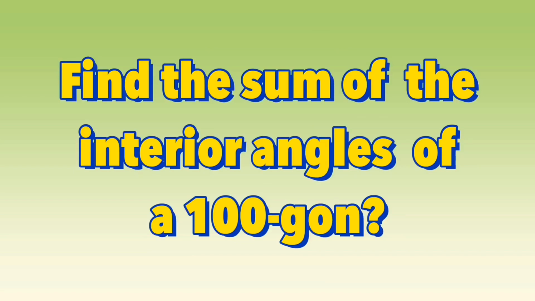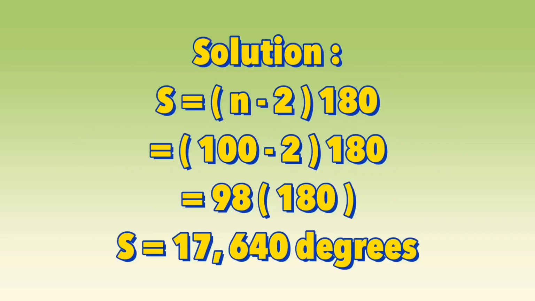Next problem, number 5. Find the sum of the interior angles of a 100-gon. Meaning to say, the number of sides of the polygon is 100. Since we are going to find the sum of the interior angles of the polygon, we use the formula S equals n minus 2 times 180, where n stands for the number of sides of the polygon. We substitute now: 100 minus 2 equals 98, times 180. The sum now is 17,640 degrees.